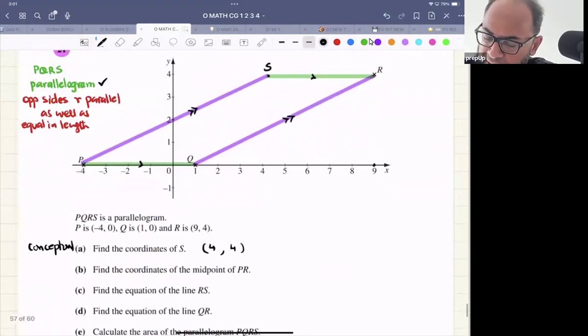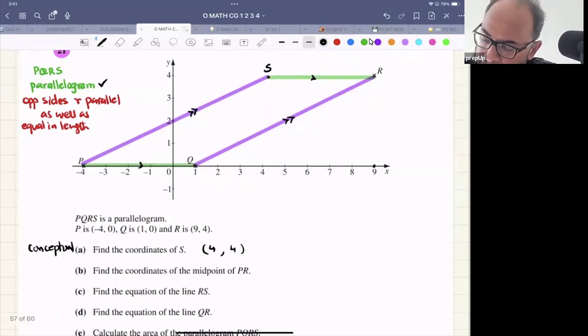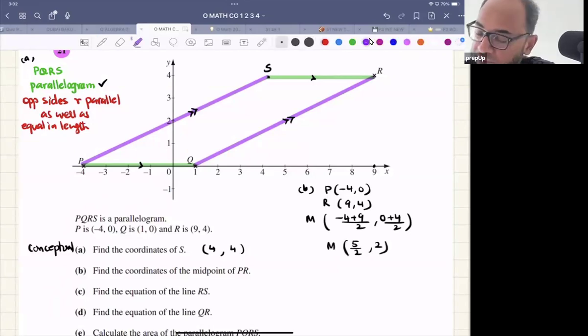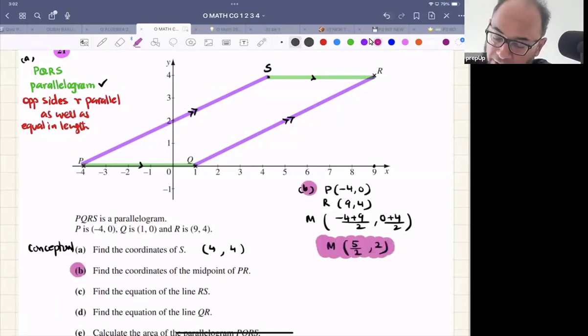Find the coordinates of the midpoint of PR. So let me write over here part B, and this was part A, the knowledge. Part B, we have P, which is (minus 4, 0). We have R, which is (9, 4). Midpoint of PR: (minus 4 plus 9) divided by 2, (0 plus 4) divided by 2. 9 minus 4 is 5, 5 over 2, leave it as it is, 4 over 2 is 2. That is the midpoint of PR. So let me just highlight this. This is point B, part B.